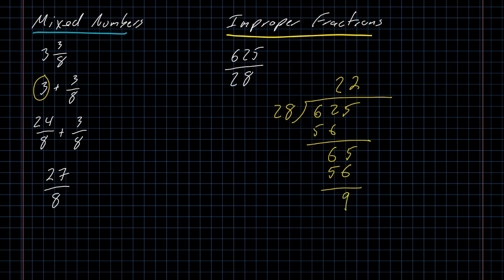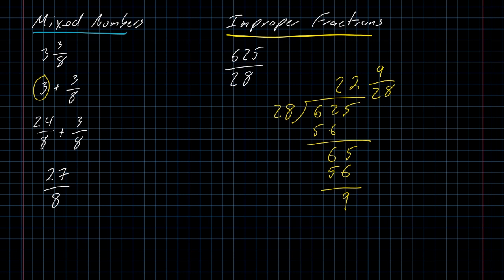That remainder 9 is going to become the numerator of the fraction. So our whole part is 22 and our fractional part is going to be 9 over 28. The denominator of the fraction is the same denominator as the fraction you started with.